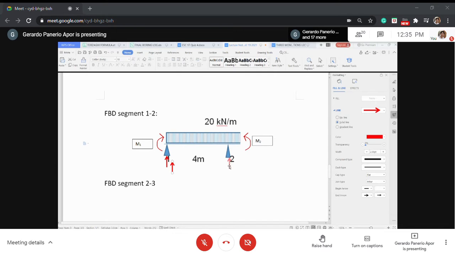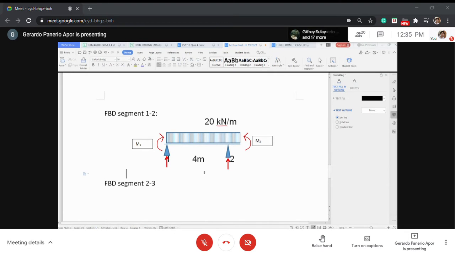Now this force exists really only at 1 to 2, no? So I will call this one as V1, the shear at 1, and this one is the shear at 2. Shear 2. Okay, let's go. Shear 1 and shear 2.